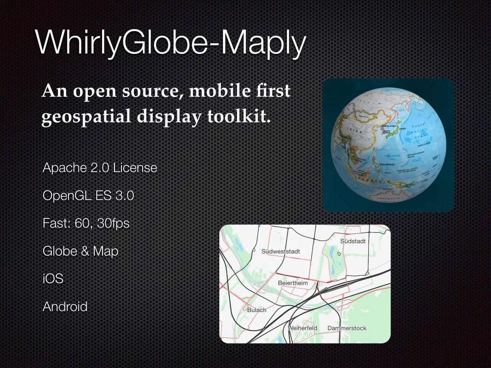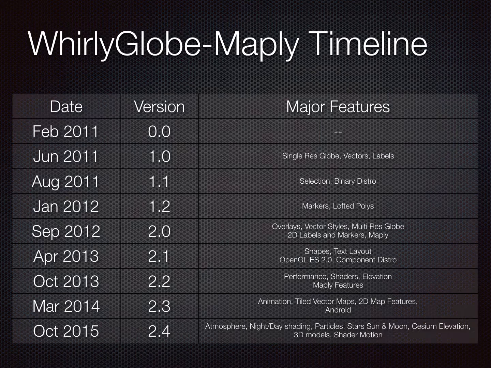The WhirlyGlobe-Maply toolkit is an open-source, mobile-first geospatial display toolkit. What that means is that it can implement both a 2D flat map and a 3D interactive globe for iOS and Android. It's based on OpenGL ES, and as a result, it's very fast. It can do either 30 or 60 frames a second, depending on your data sources and depending on the mobile device you're running on. It has an Apache 2.0 license, which makes it very friendly for use in commercial projects.